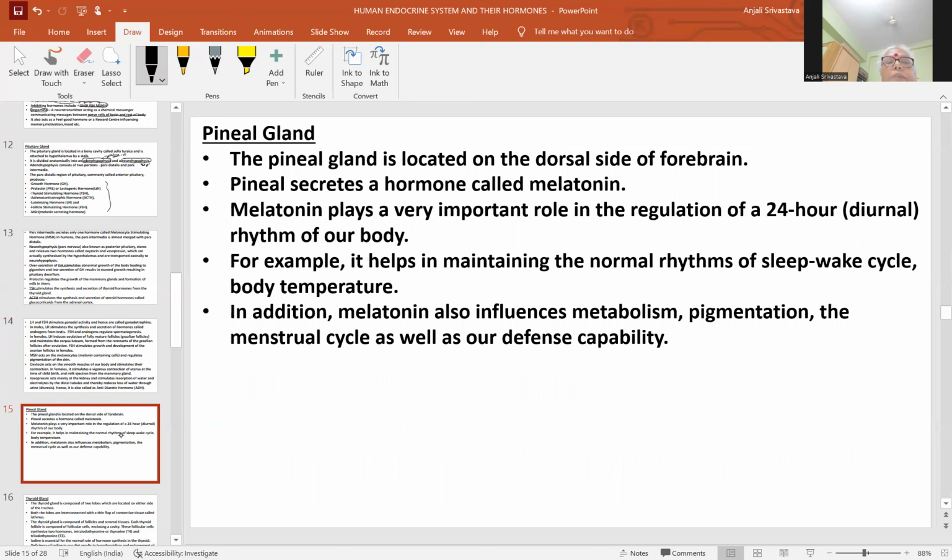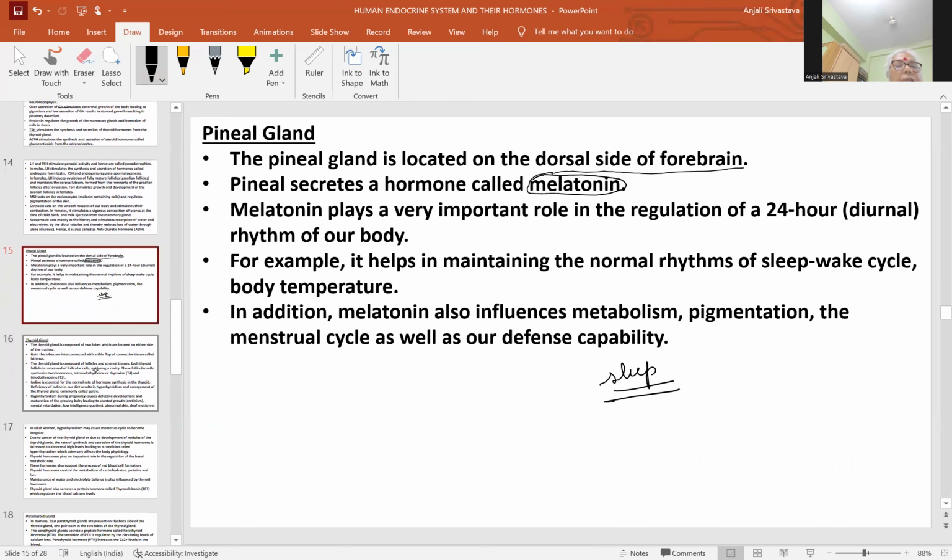Then is the pineal body. Pineal gland is located on the dorsal side of the forebrain. This forebrain के back में होता है, जिसको हम third eye की तरह कहते हैं, in between. It secretes a single hormone, that is melatonin. It regulates the 24-hour diurnal rhythm of our body, that is the sleep pattern. It controls the sleep patterns and also influences metabolism, pigmentation and menstrual cycle, as well as defense capability. So this is about the pineal gland.